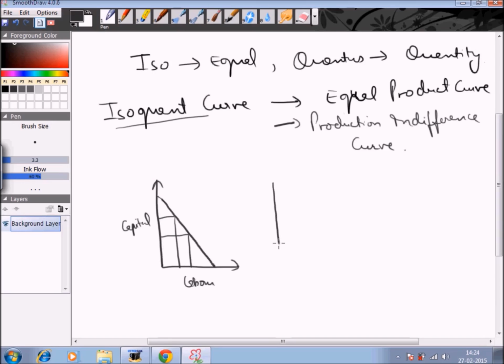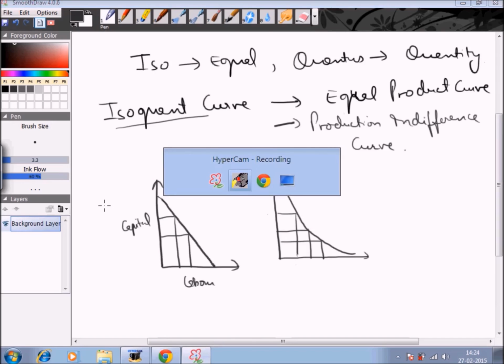The Isoquant curve is always like this, which shows that 1 unit of labor cannot replace 1 unit of capital. There are more or fewer units required in order to replace the given units of labor.